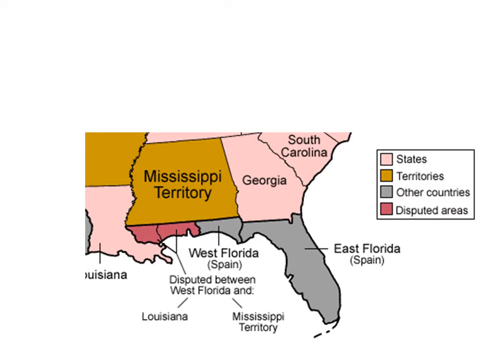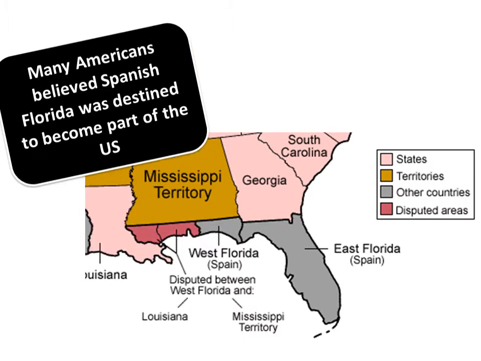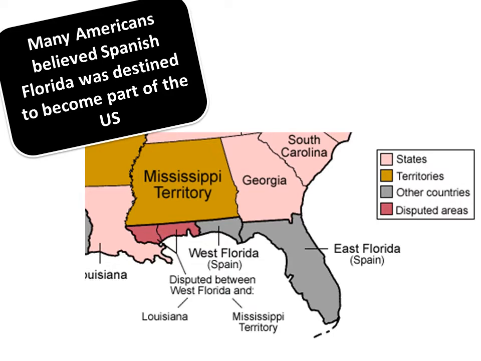The Adams-Onis Treaty is sometimes called the Florida Purchase Treaty, but really, the U.S. was a lot more forceful than that title implies. Many Americans believed that Spanish Florida was destined to become part of the U.S. Americans living in western Florida, which is the modern-day bottom of Louisiana, had just overthrown Spanish rule in 1810, and then in 1812, during the War of 1812, U.S. troops seized control of the Mobile region, which is modern-day Alabama. So we were slowly chipping away at Spanish Florida territory prior to this treaty.